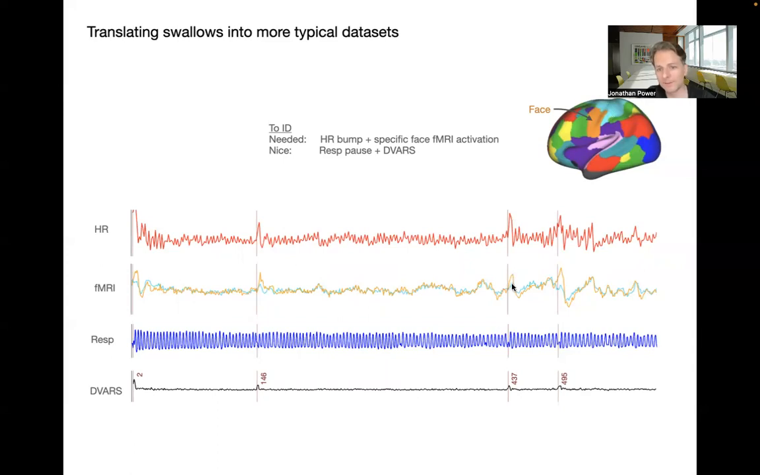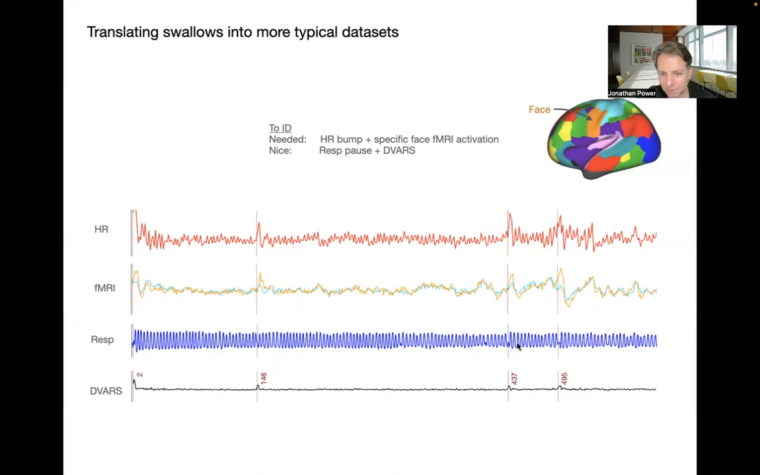The face is distinctly activated here and here, not here, not here, yes here, and yes here. Additionally, that would be sufficient. Those are necessary parts to saying that wherever we have these little vertical lines, we think it's likely there was a swallow. There's also evidence here in the respiratory trace.